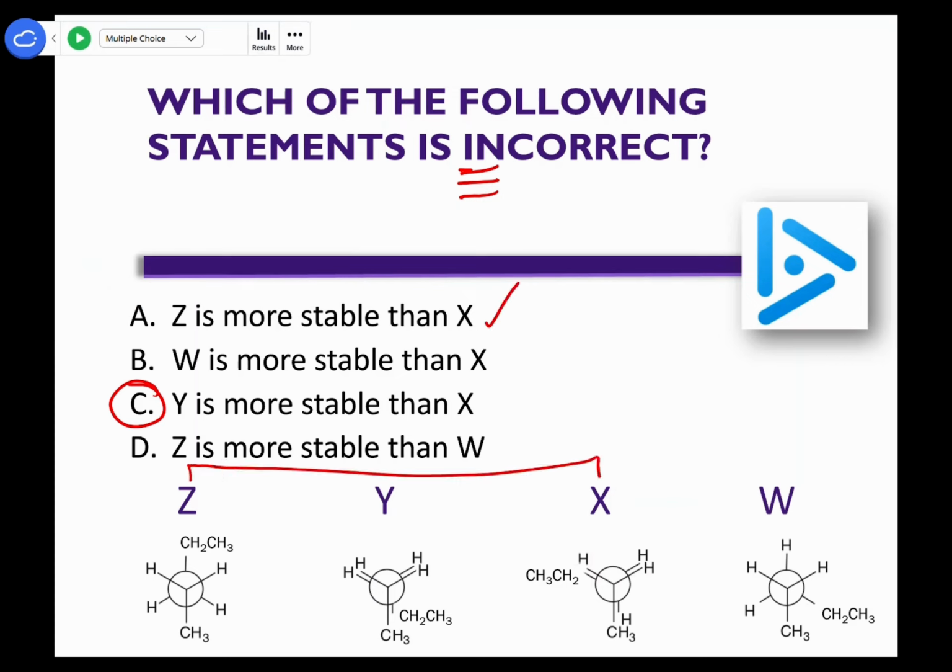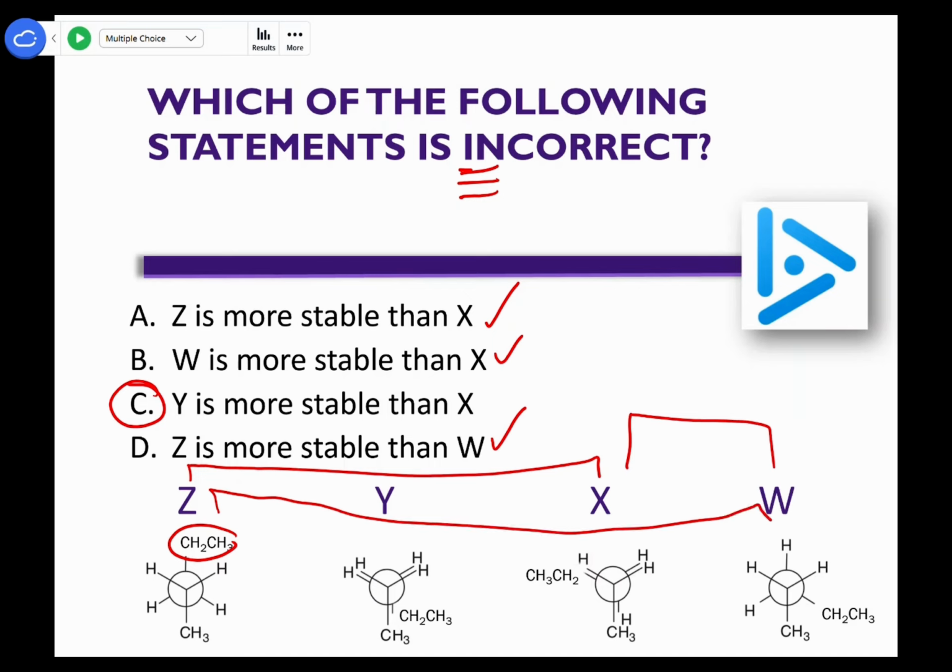Why? Well, they're staggered versus eclipsed. That's the simplest comparison. W is more stable than X. That is also the case because it's staggered versus eclipsed. Z is more stable than W. This one's a little bit trickier because they're both staggered, so they're both more stable than eclipsed. But then we have to pay attention to the different options. Z is the anti, W is the gauche. Those two ethyl and methyl substituents are still in closer proximity in W compared to Z.